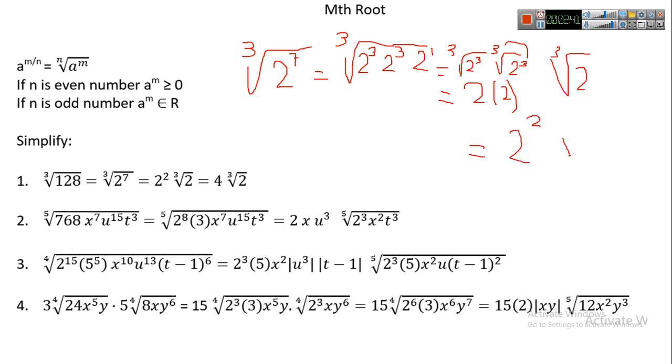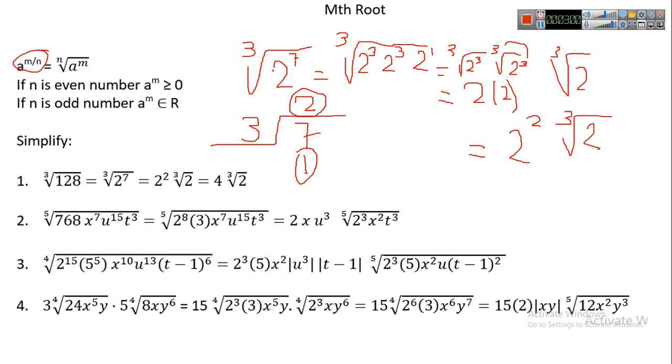Instead of doing all that process, we can do it very fast. How? We divide 7 by 3, because it's division, as you know. If you divide 7 by 3, the quotient is 2 and the remainder is 1. So the quotient will be the power outside and the remainder will be the power inside. So if you have the cubic root of 2 power 7, the quotient is 2, so you have 2 power 2 outside and 2 power 1 inside.